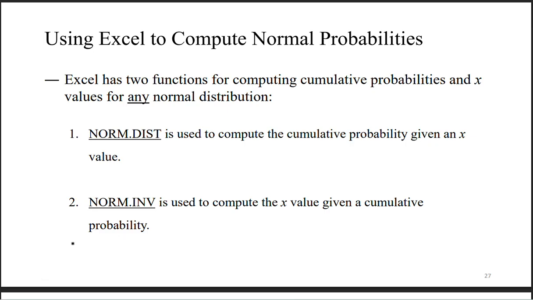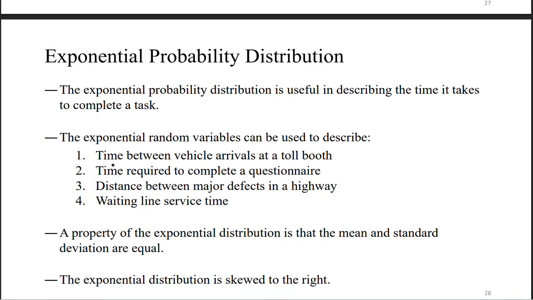Okay, so let's close off our discussion here by talking about the last probability distribution, which is the exponential probability distribution. Now, what is exponential probability distribution? It is also another probability distribution used to describe continuous random variables. But with exponential distribution, we are looking at the time it takes to complete a task. Let's look at some examples of random variables that follow exponential distribution.